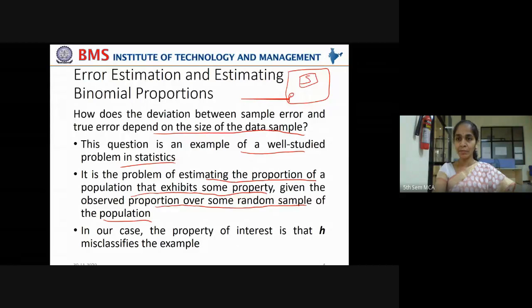Did you understand what I'm saying? We are observing some property with the sample. Now, are you able to observe the same property with the larger population? That is the problem of study. In our case, the property of interest is that h misclassifies an example, meaning h is giving some prediction error. Okay, that property we are going to study.